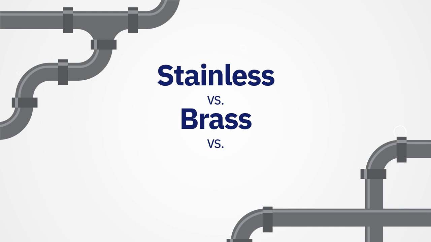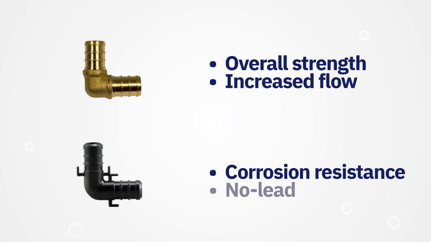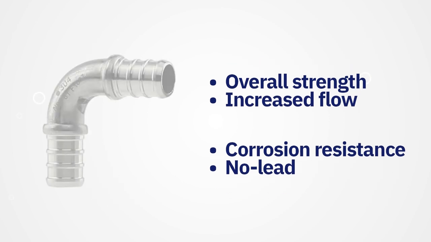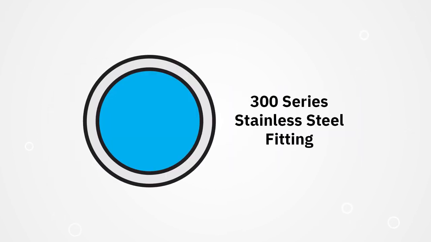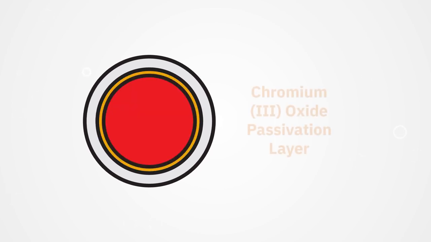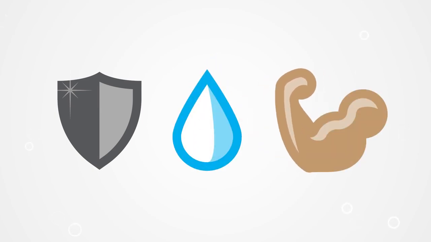Stainless versus brass versus plastic PEX. Let us suggest that stainless PEX crimp fittings incorporate all the positive features of both plastic and brass, providing high strength and larger flow passages. Austenitic stainless steels, in particular the 300 series, are inert against nearly all heat transfer fluids due to the chromium oxide passivation layer covering the surface. There are a few key aspects of stainless PEX that make it a great choice for contractors. The main advantages are corrosion resistance, flow rate, and overall strength.